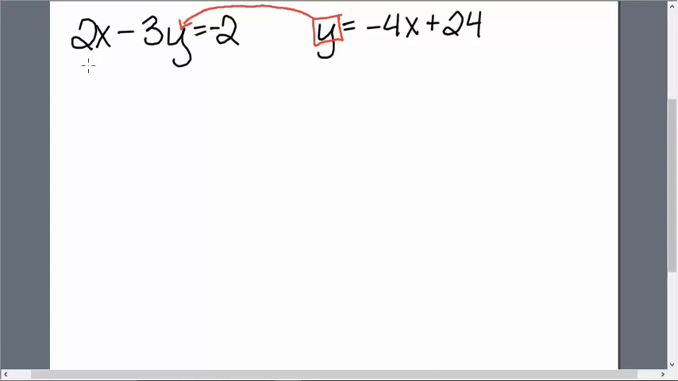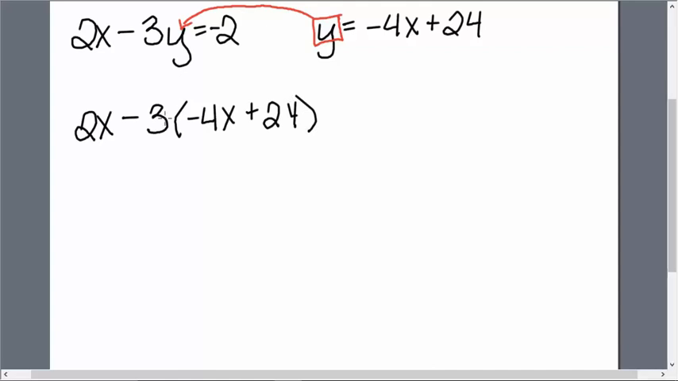So the way it's going to work is we are going to write this equation out except for y. So I've got 2x minus 3, but I don't want to use y. I want to use the thing that y equals. And y equals, from the other equation, negative 4x plus 24. So put that in parentheses, negative 4x plus 24. Then I'm going to close off the parentheses and finish writing this. So I've got equals negative 2.